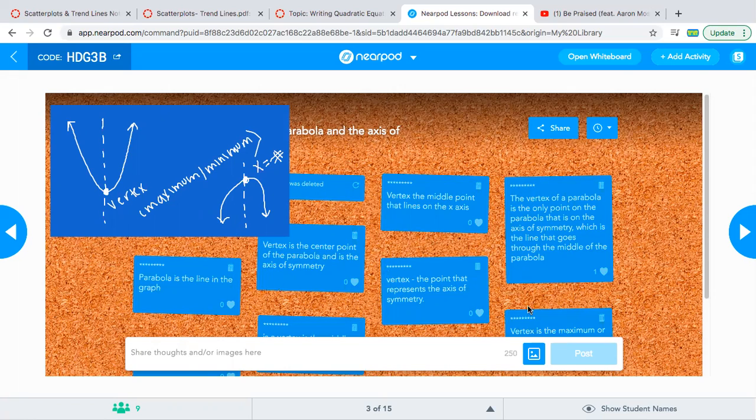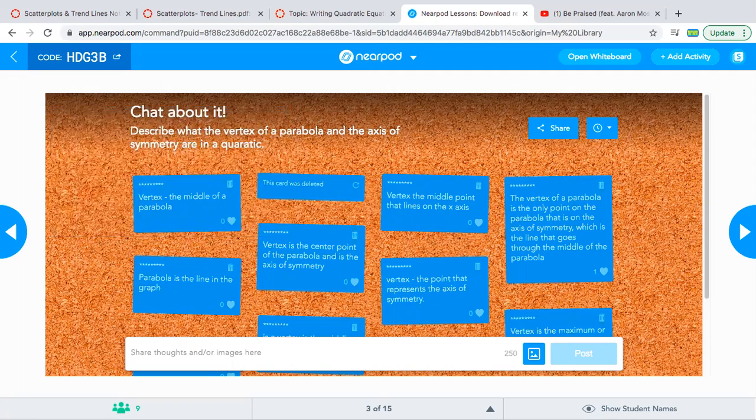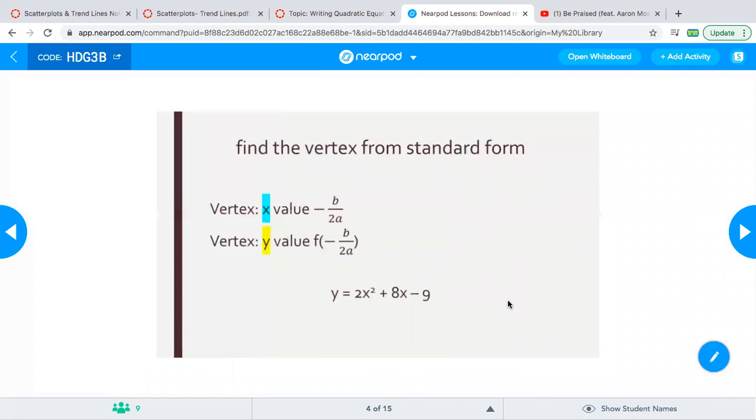So we're gonna talk about, well, what if we had an equation in standard form, how to find the vertex from standard form, okay? These two formulas are on your formula chart, but go ahead and write them down on your notes. So to find the vertex from standard form, we would use this equation. To find the x value, we would use negative b over 2a. And to find the y value, we would plug in what we got for x to find y.